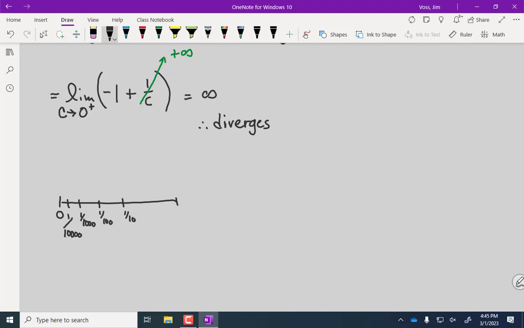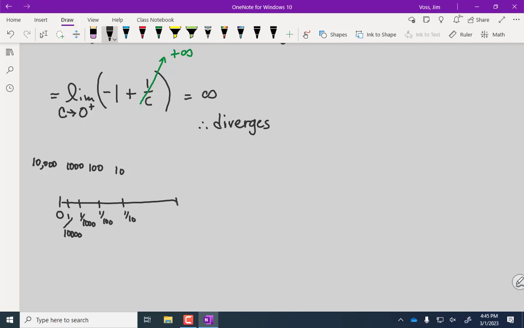And it's 1 over this number that's getting closer to 0. So 1 over 1/10 is 10. 1 over 1/100 is 100. 1 over 1/1,000 is 1,000. 1 over 1/10,000 is 10,000. So as we get closer and closer to 0, this is going bigger and bigger. It's going towards infinity.